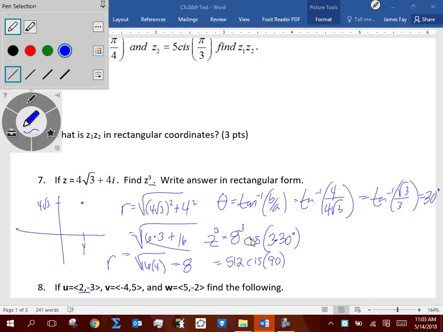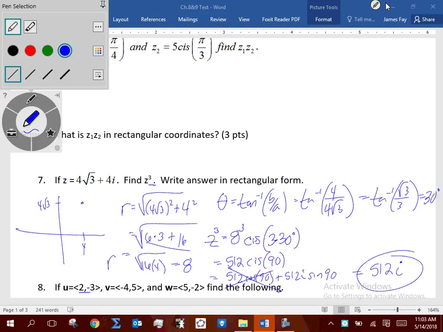A lot of people evaluate the cosine of 30 and then multiply that by 3. You don't do it that way. Order of operations says you can't do it that way. So this gives me 512 cosine of 90 plus 512i sine of 90. Cosine of 90, that goes away, that's 0. Sine of 90 is 1, so this leaves me 512i.